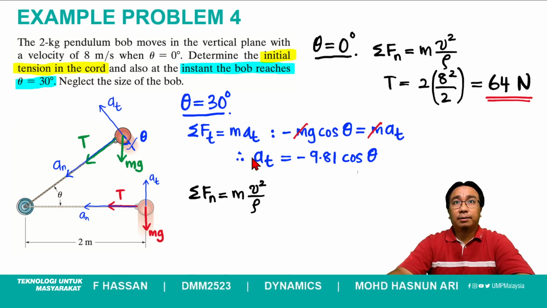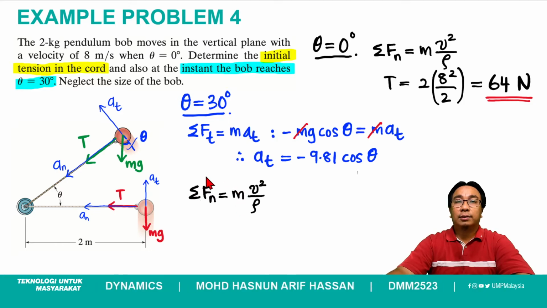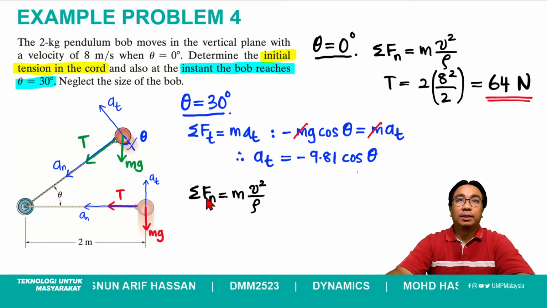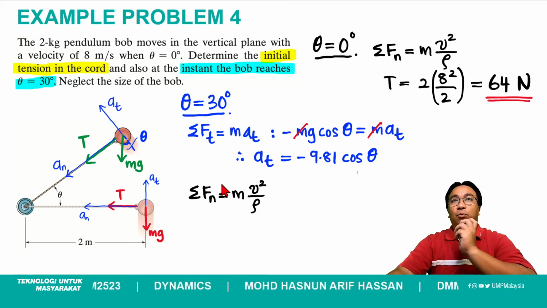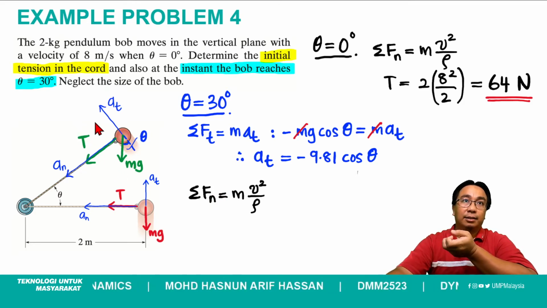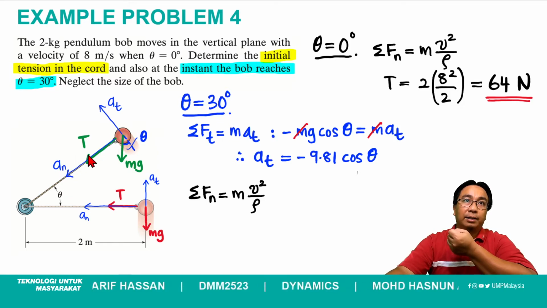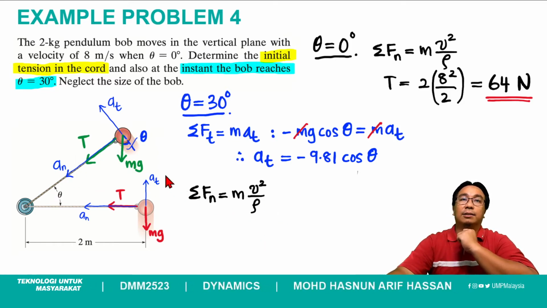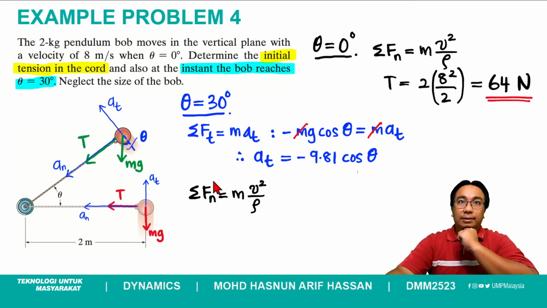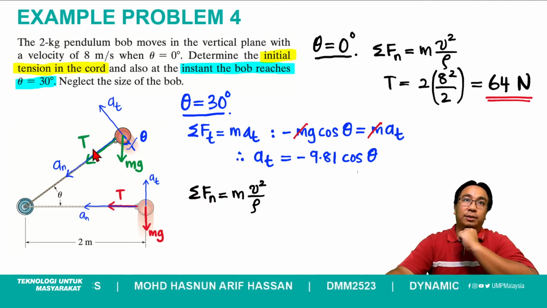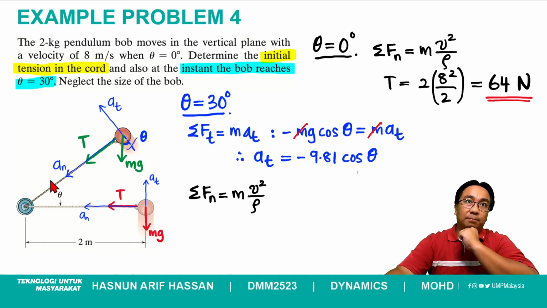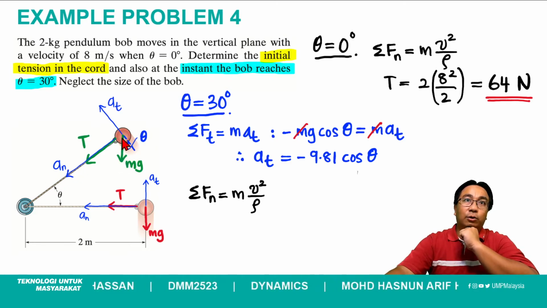Now, we leave this first because we want to go to the normal component. Okay, normal. F_n is equal to m v squared over rho. Let's remember what we want to find here is the tension. We want to find the tension acting on this cord when theta equals 30 degrees. In this case, for F_n, we have two forces. One is the tension, positive, and we also have the component of weight.